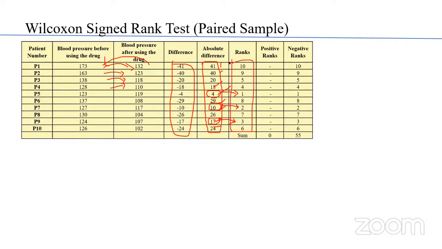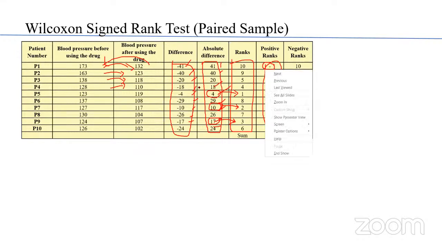Here we have to find out the positive ranks and negative ranks according to the problem. How many positive ranks are there? This is a negative value, so I did not get any rank here. This is a negative value, this is a negative value. In all these cases we got negative values only, so the number of positive ranks has become completely zero.